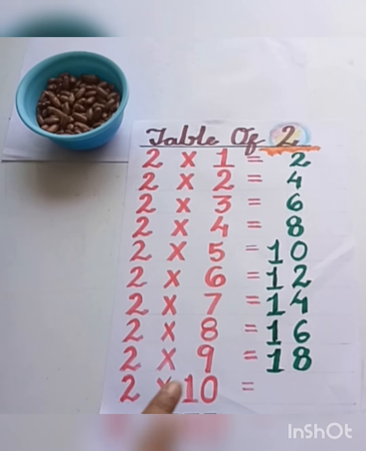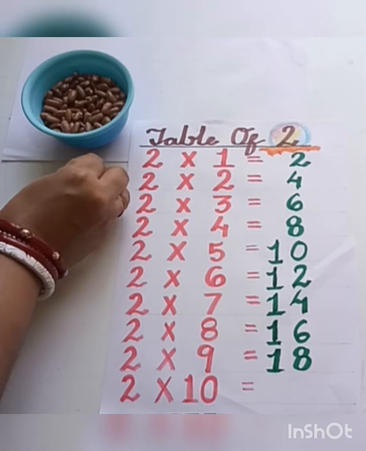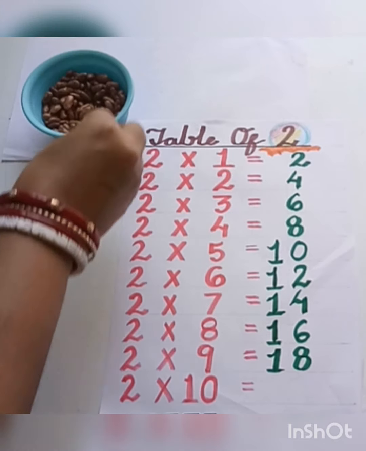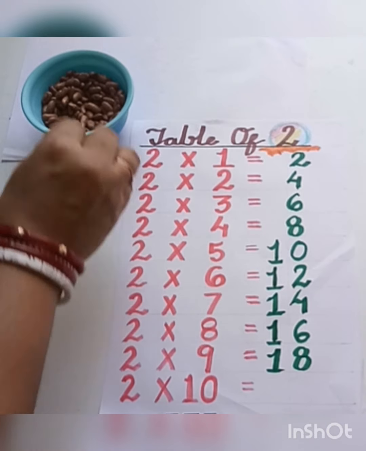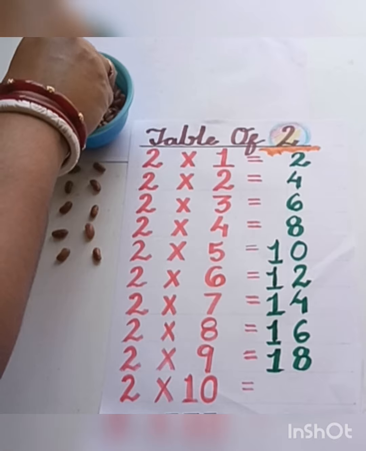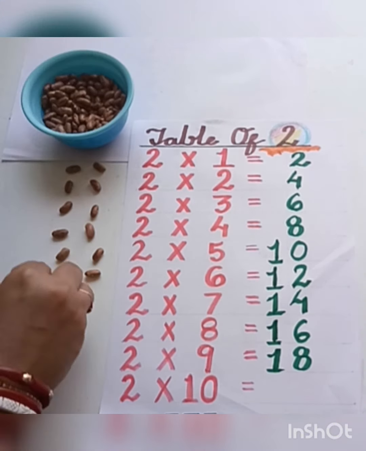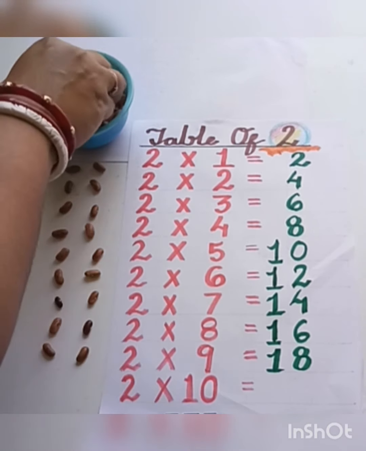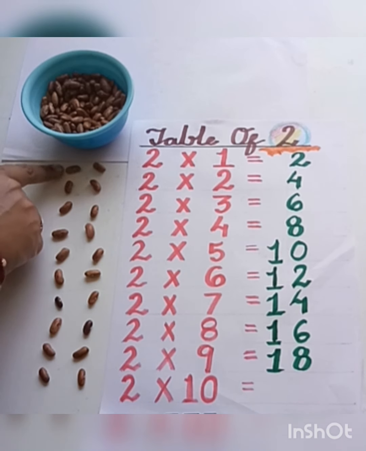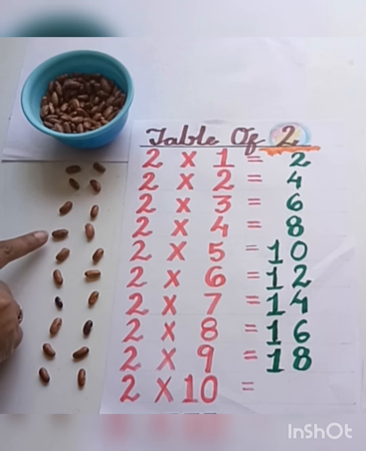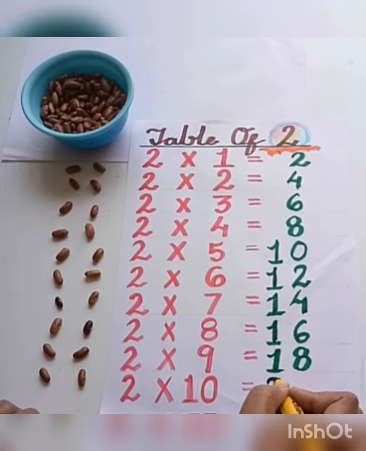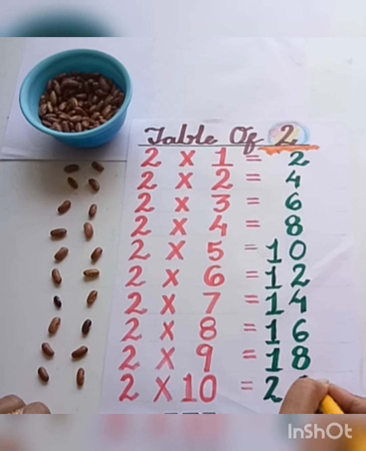Next, 2 tens are quantity of 2 beans. How many times, children? 10 times. 1 time, 2 times, 3 times, 4 times, 5 times, 6 times, 7 times, 8 times, 9 times, and 10 times. Let's count it. 1, 2, 3, 4, 5, 6, 7, 8, 9, 10, 11, 12, 13, 14, 15, 16, 17, 18, 19, and 20. Let's write 2, 0, 20.